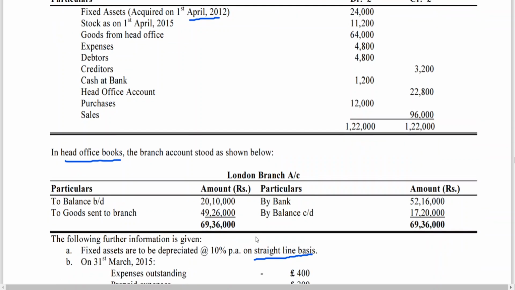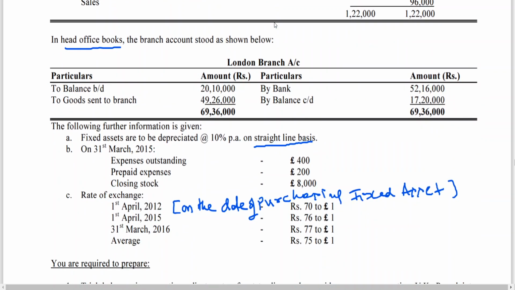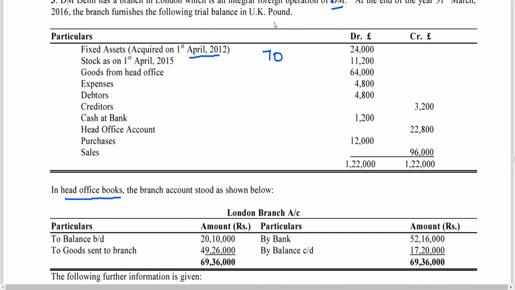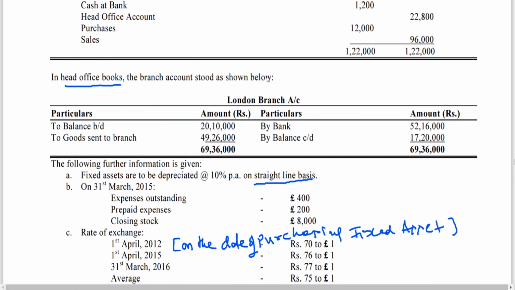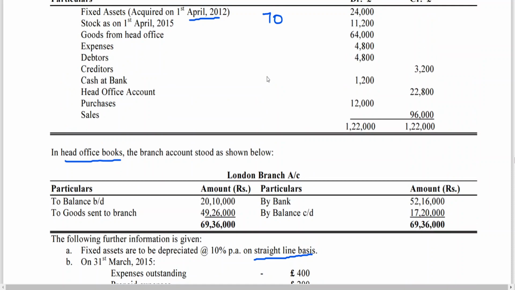Fixed assets: the date of acquisition rate is 70. Am I right? 70. Stock as on 1st April is the opening stock, no? Opening stock at the opening rate. What is the opening rate that has been given to you? It is 76, I think. Yes, 76. Goods from head office, the actual is given: 49 lakhs 26,000.